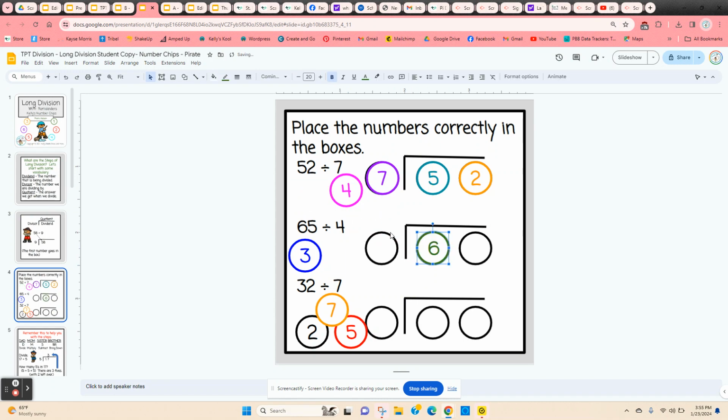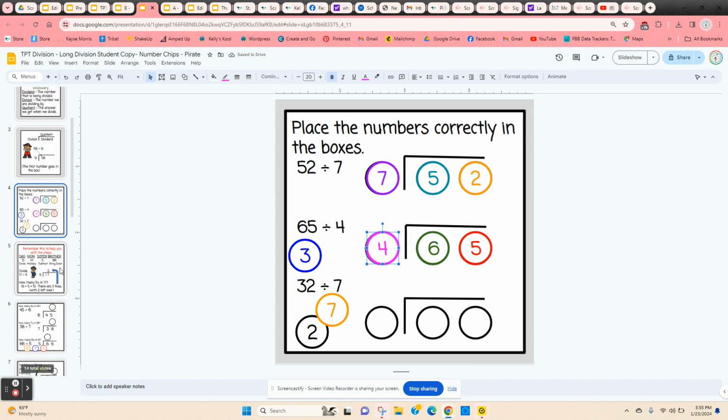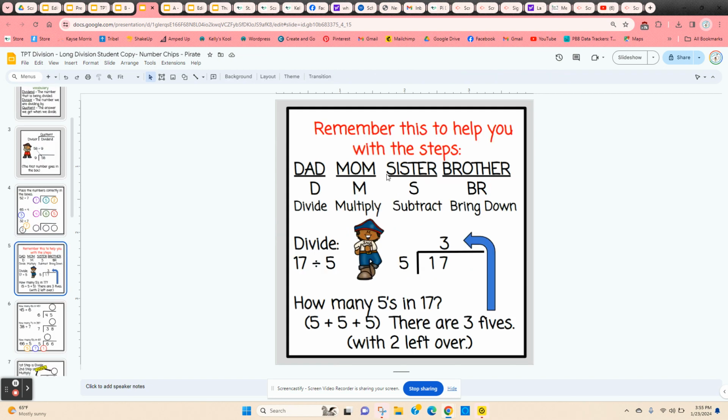On these more problems, we get a little bit more difficult. If they get to the end of the problem and the numbers aren't working, then they know they've made an error somewhere and they need to go back and check again. So in that way, it's self-checking. Then they're given the acronym Dad, Mom, Sister, Brother, which may help them remember the steps of divide, then multiply, then subtract, and then bring down.